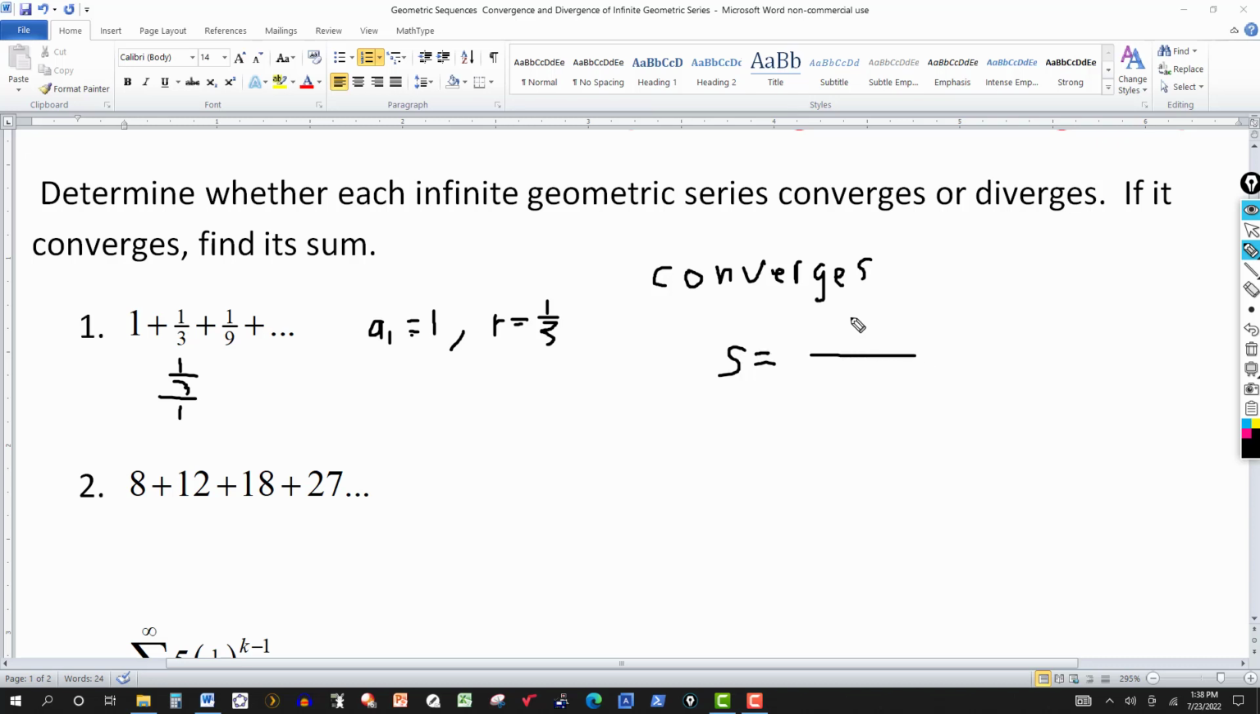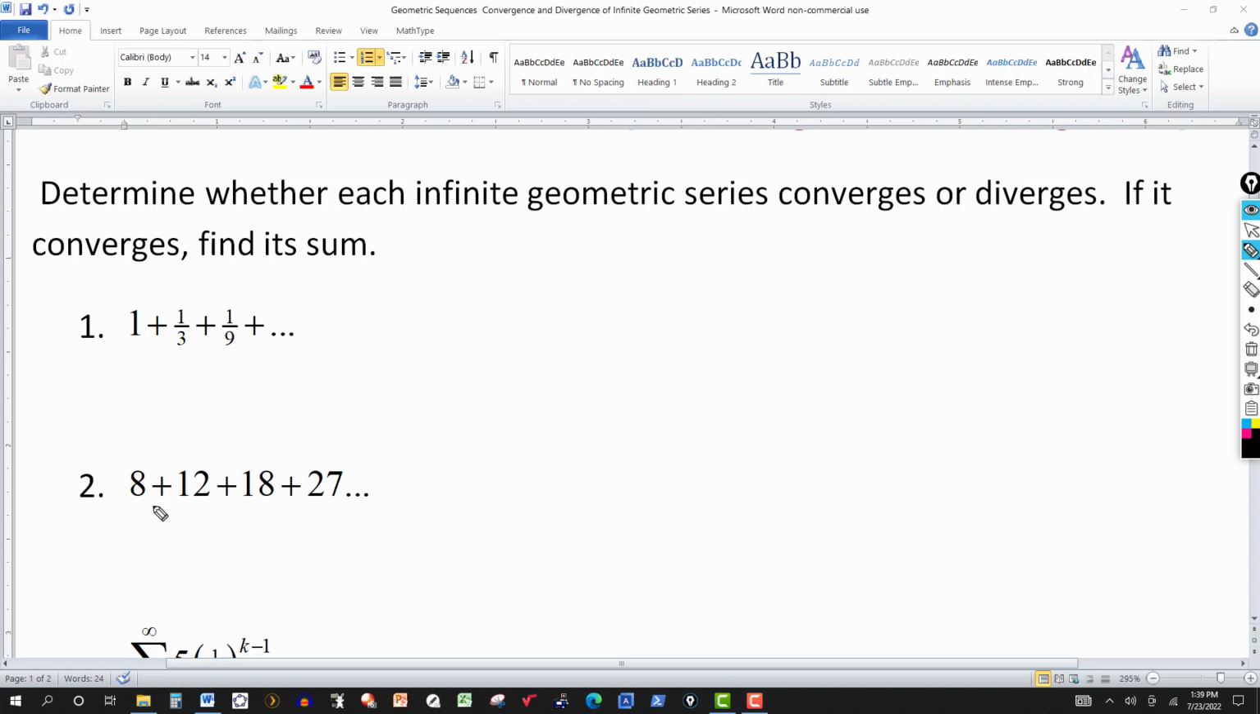First term on top, which is 1, over 1 minus the common ratio, which is 1/3. 1 minus 1/3 is 2/3. So this just gives me 1 divided by 2/3. Invert and multiply here. So the sum is 3/2. That's your answer. Number 1 converges, and the sum is 3/2.